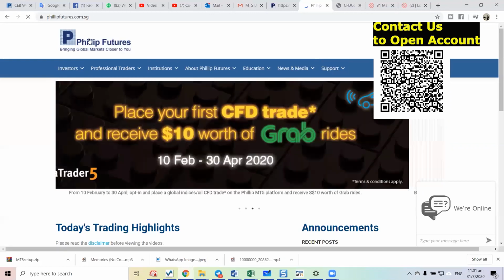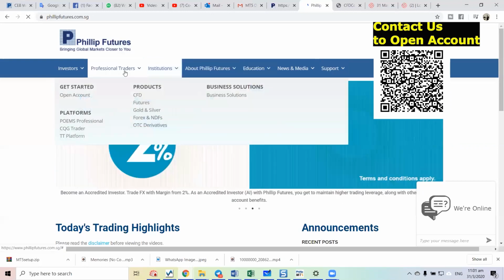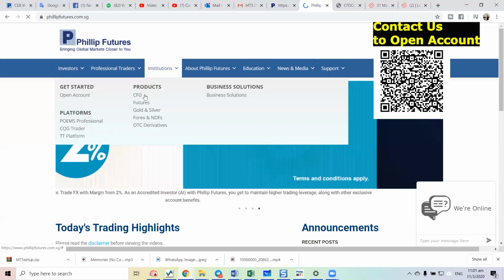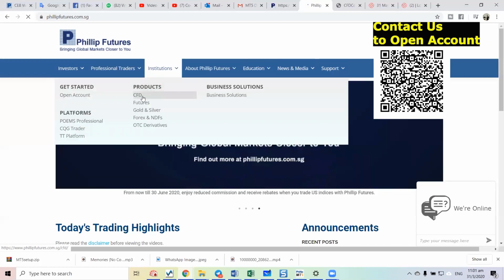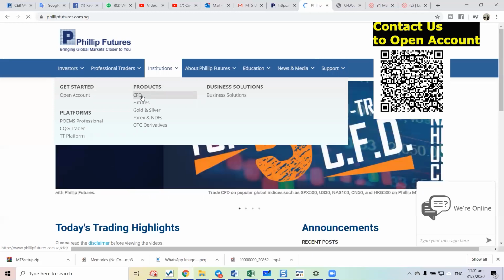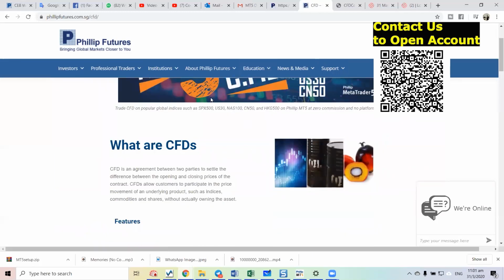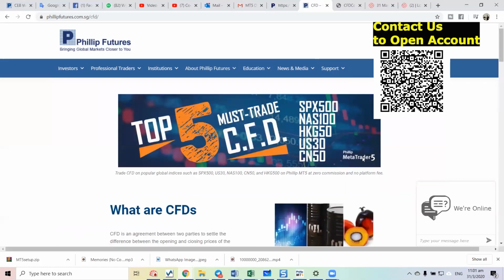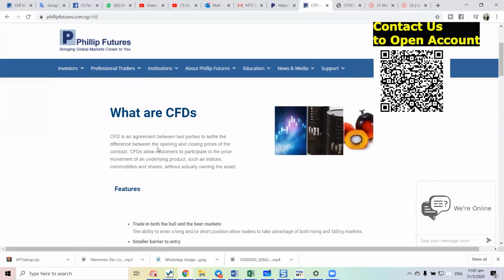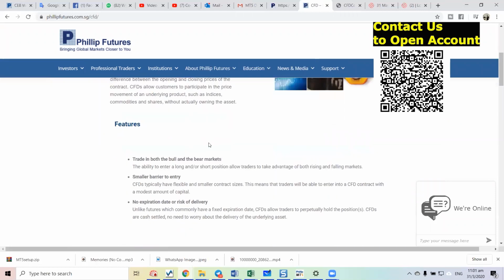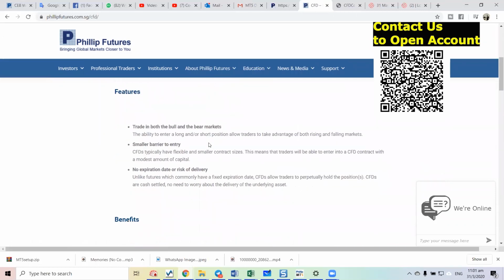Okay, so over here, on this Philip Future website, one of the most important things is to know that right now we are talking about this product called CFD. We click on CFD, and this is the page that explains what a CFD is. Every investor needs to go through this before they trade CFDs. The good thing is you can go long and short, and it's more flexible with a smaller contract size.